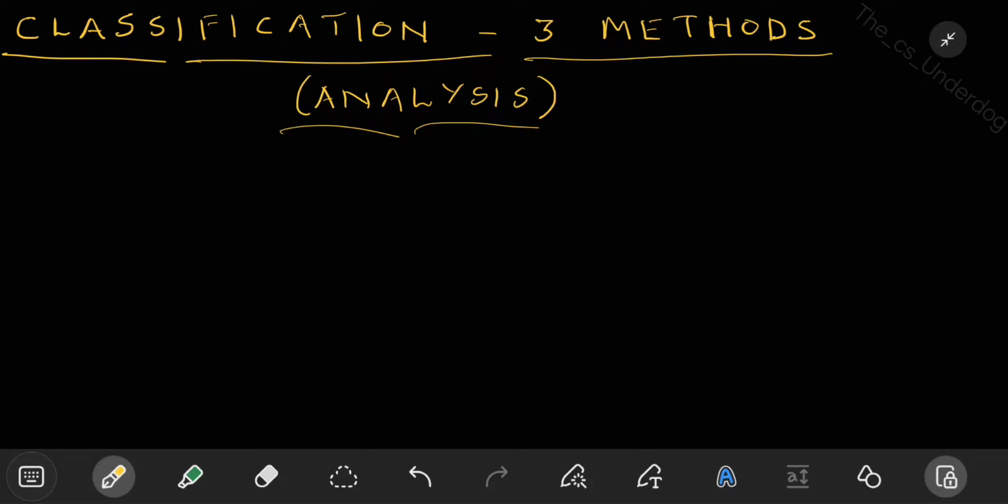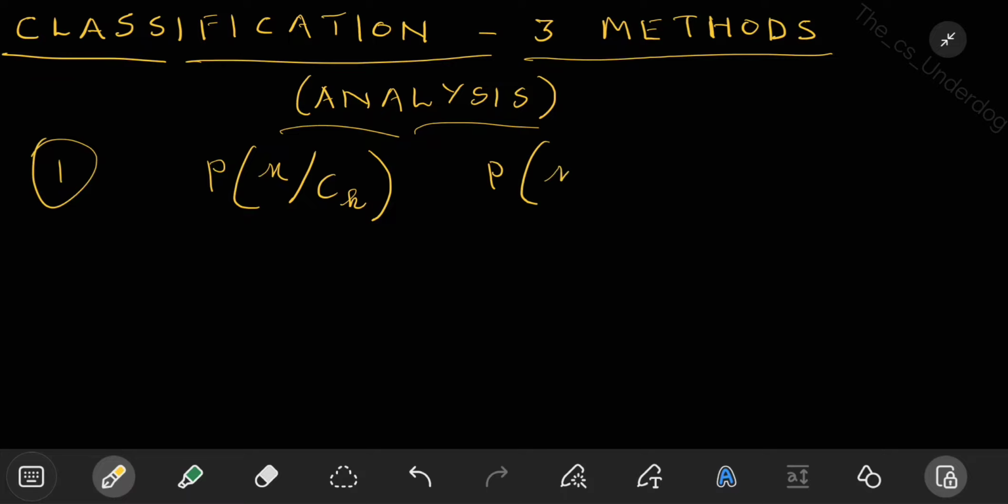Okay. So what was our first approach? In the first approach, we first found the class conditional densities P of x given Ck. Then from x given Ck, we also used it to find the marginal density, which is P of x. Then we found the posterior P of Ck given x. Okay, how did you find the posterior?